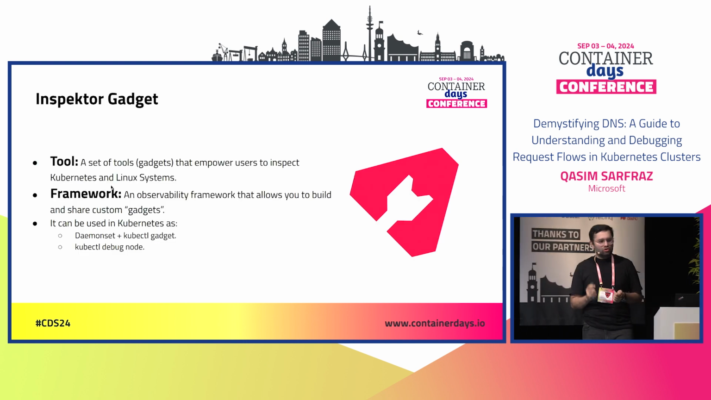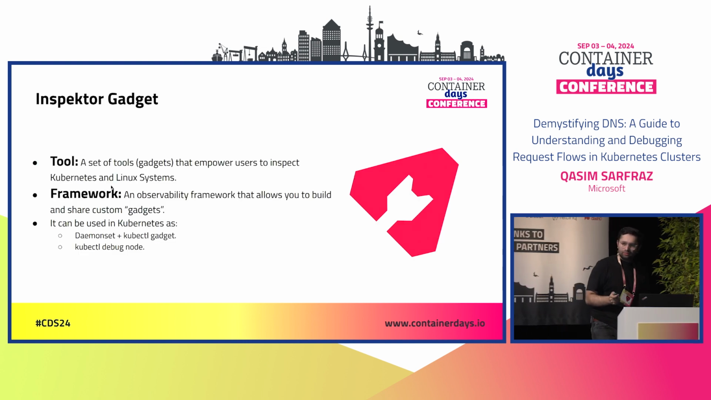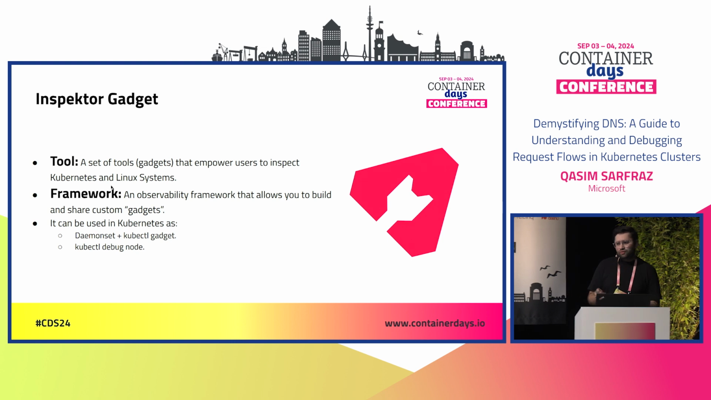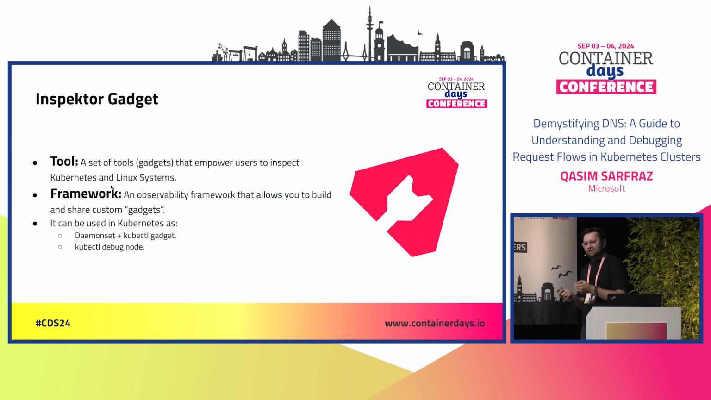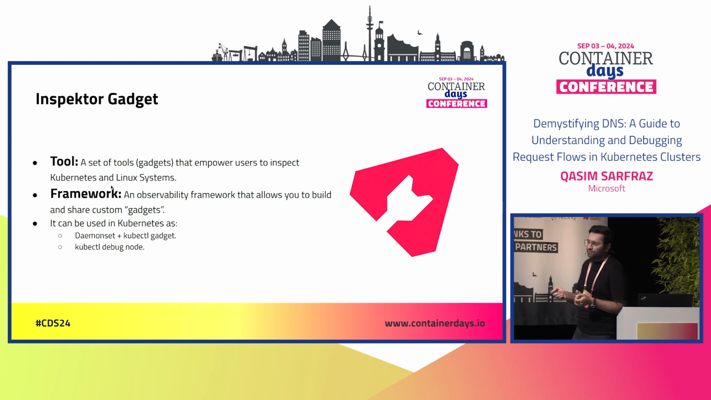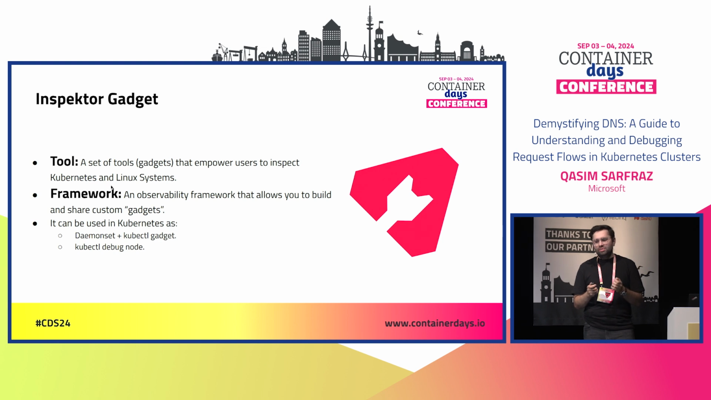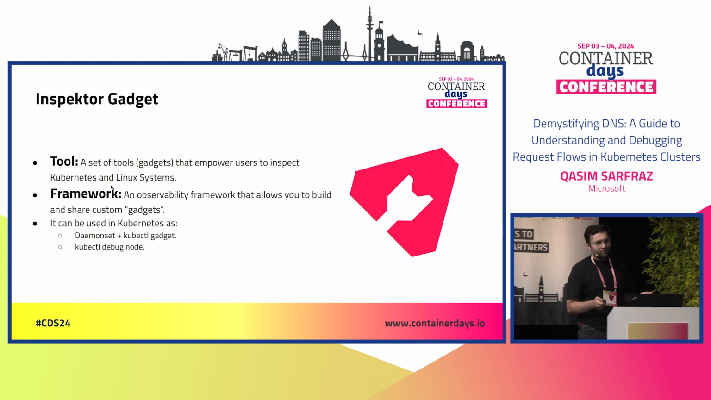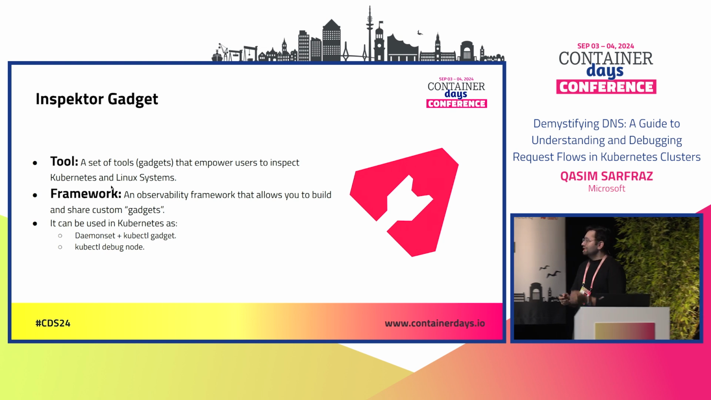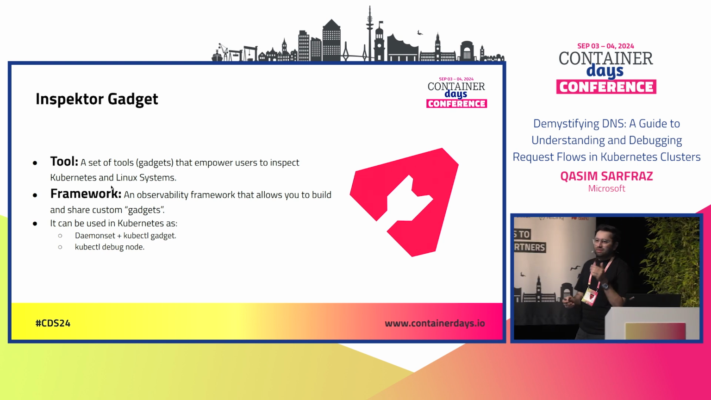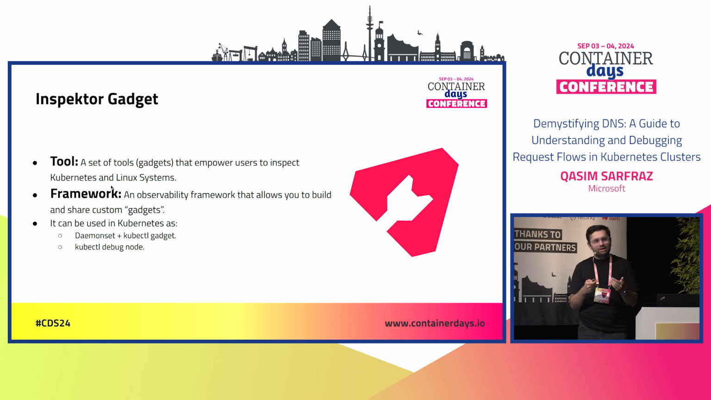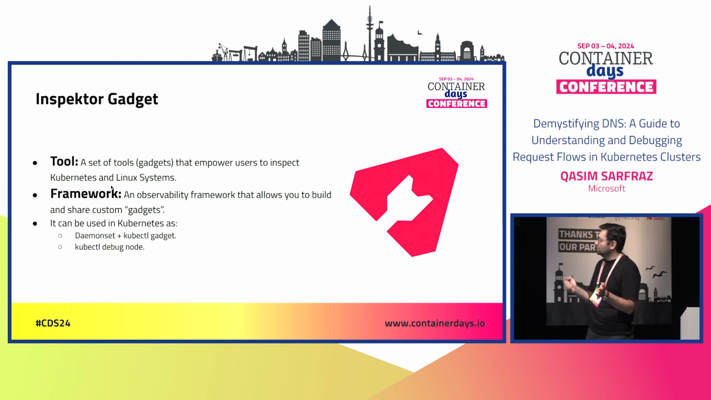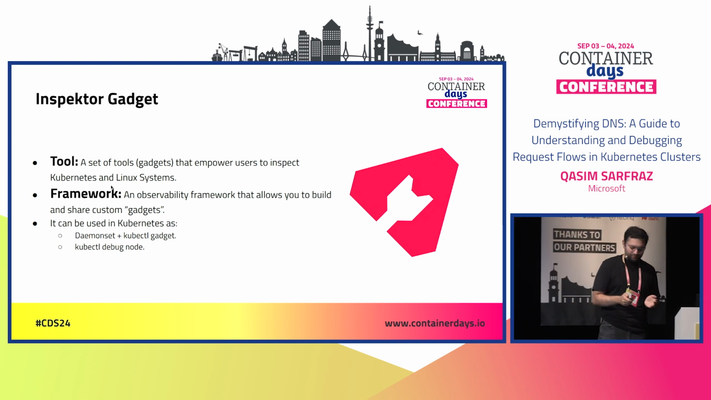The next tool I want to talk about is Inspektor Gadget. It is a set of tools that empower users to inspect Kubernetes and Linux systems. It is also an observability framework that allows you to build and share custom gadgets. It can be used in Kubernetes as a daemon set and interacted with via the kubectl gadget Krew plugin, or you can try it out without installation using kubectl debug.